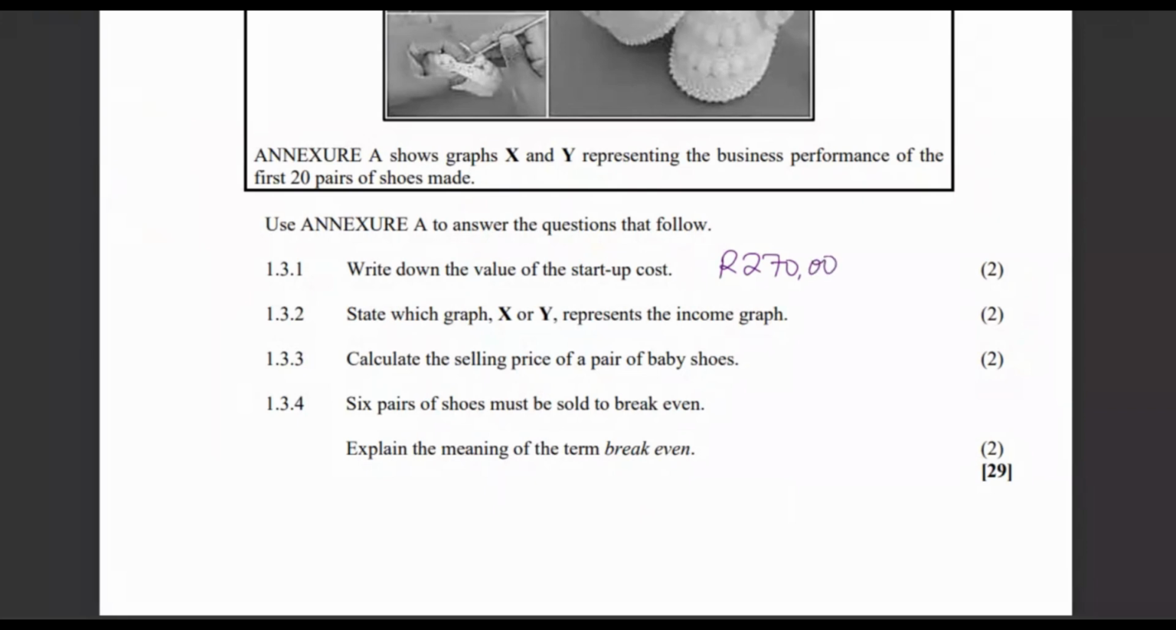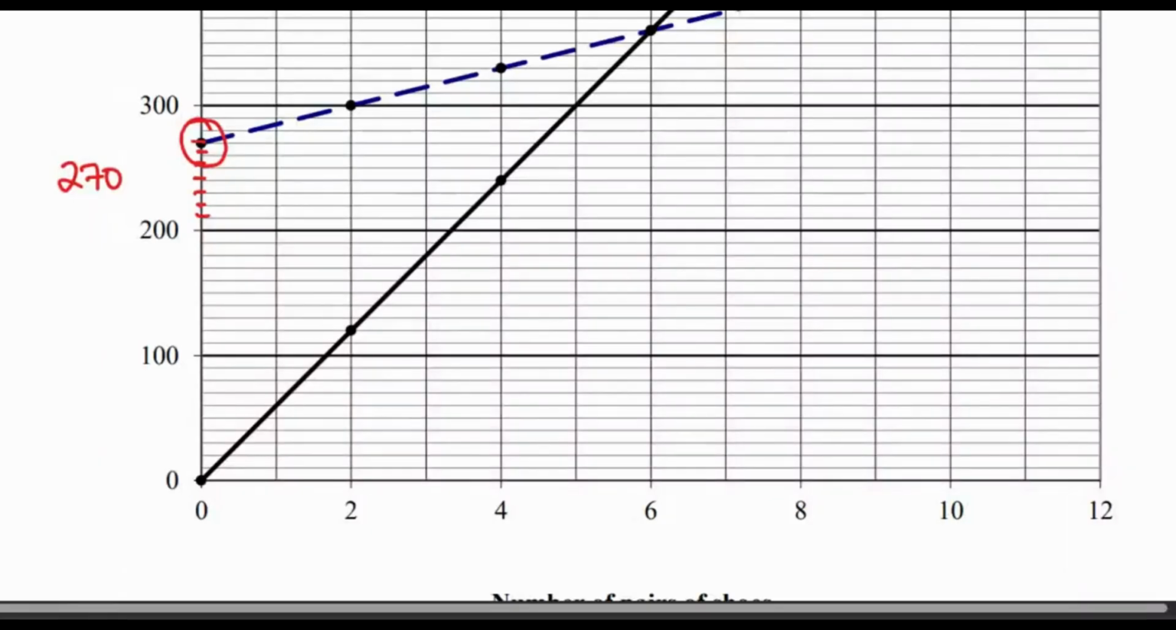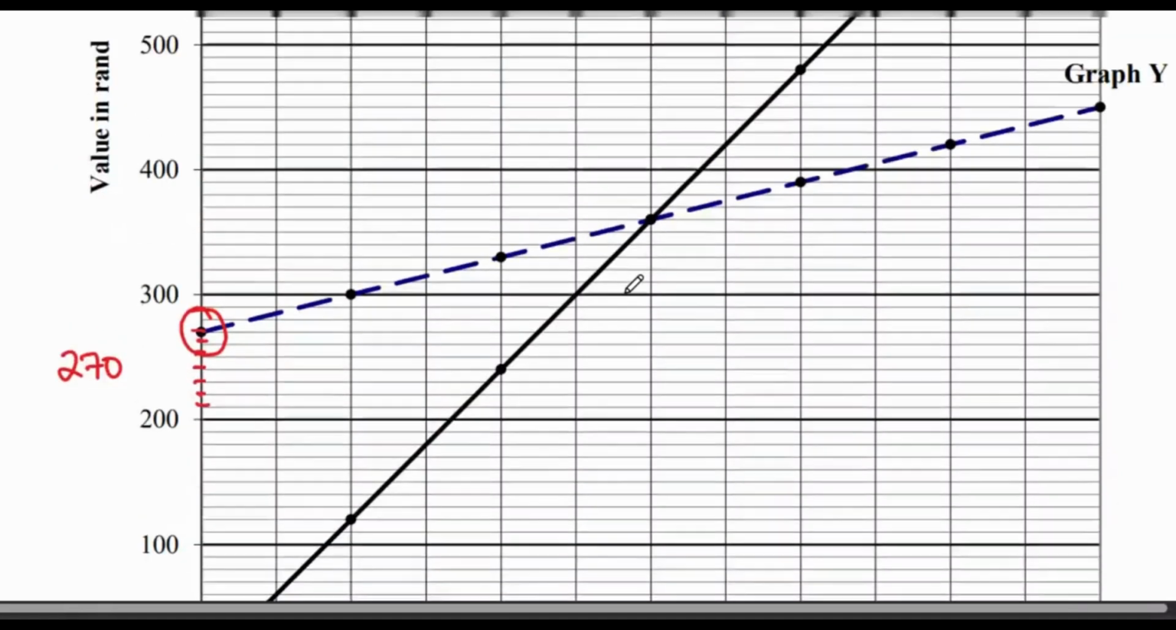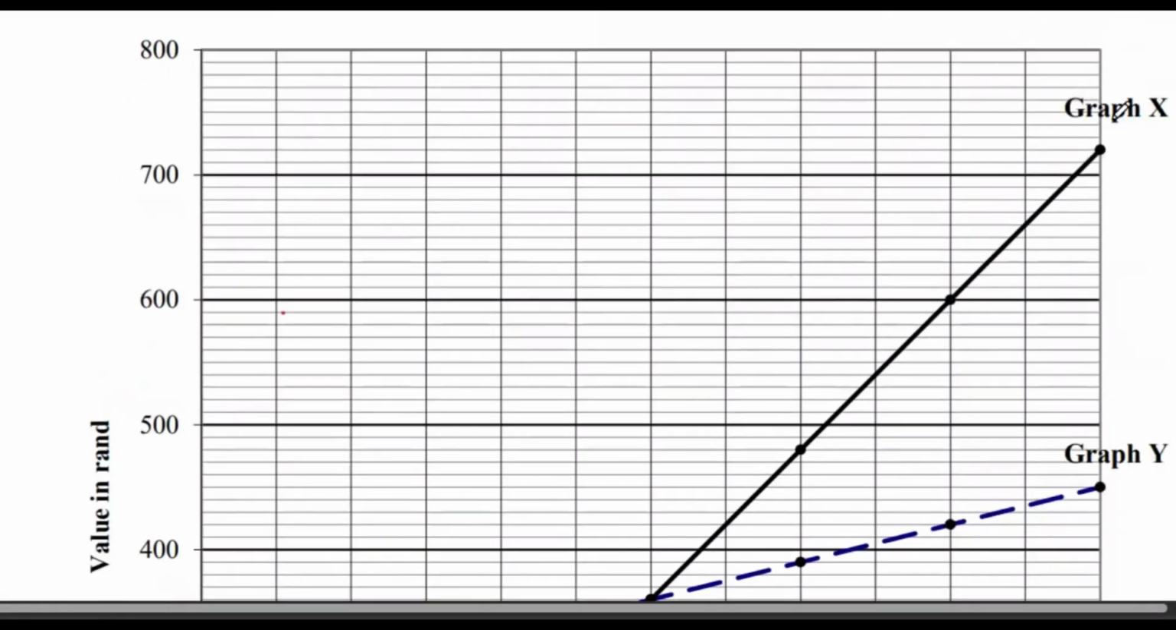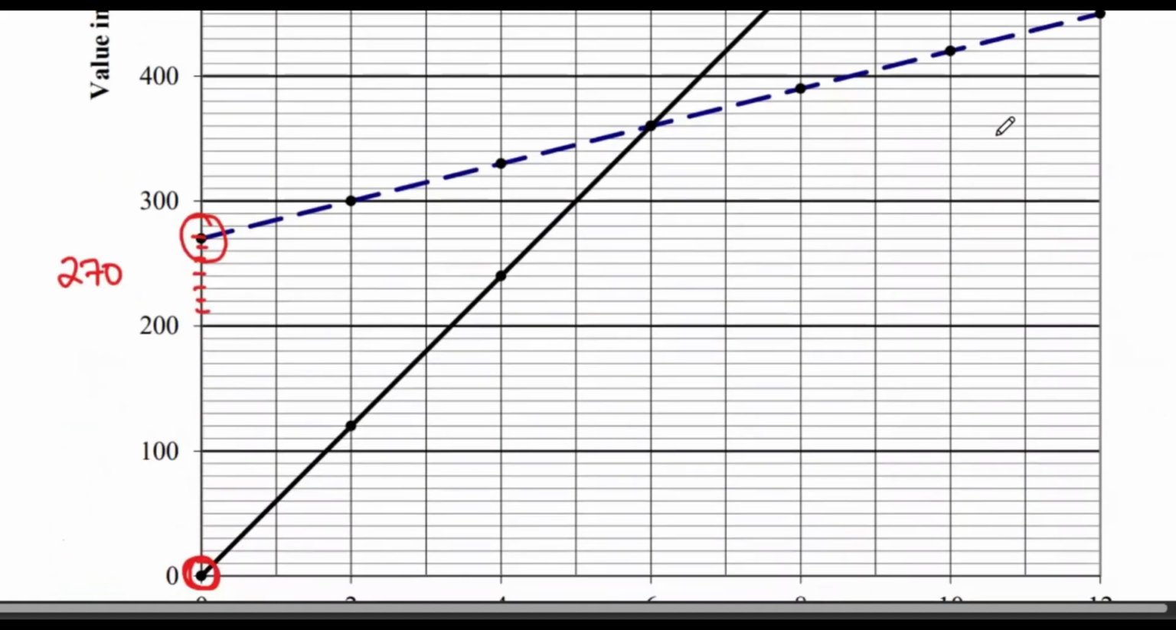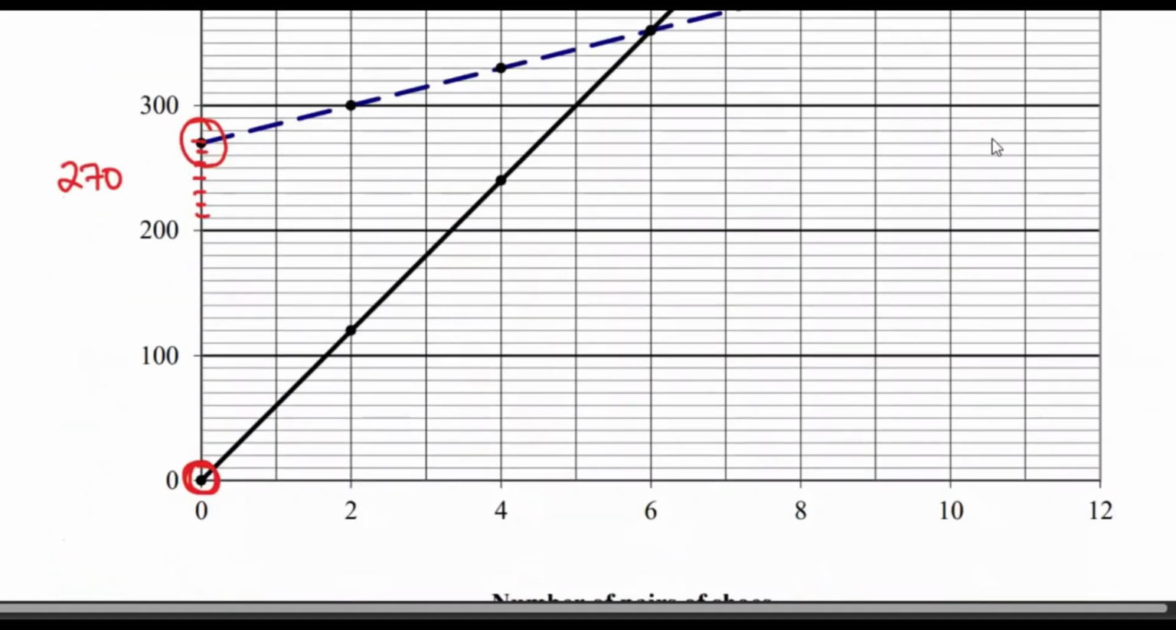State which graph, X or Y, represents the income. Now, what you have to know, how do you tell income? Income will always start at 0 points. Why? Because when you sell nothing, you get nothing. So the graph that this one here, the dark one, represents the income. Let's check. It's X. Graph X represents the income. Why? When you sell nothing, you get nothing. So you sell 0 items, you get 0.